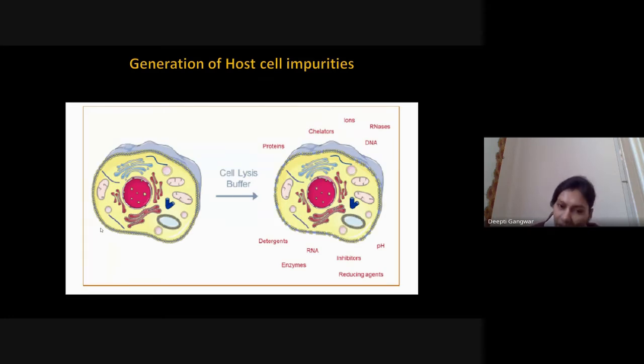So ultimately, to get your product out of that particular cell, you will have to burst open the cell. When you are bursting a cell using any of the techniques that are available, what are you doing? You are also releasing whatever there is, the entire machinery that the cell has, the other proteins, the DNA, the membrane. So everything would be there. All of this, which is apart from your molecule of interest, comes under host cell impurities.